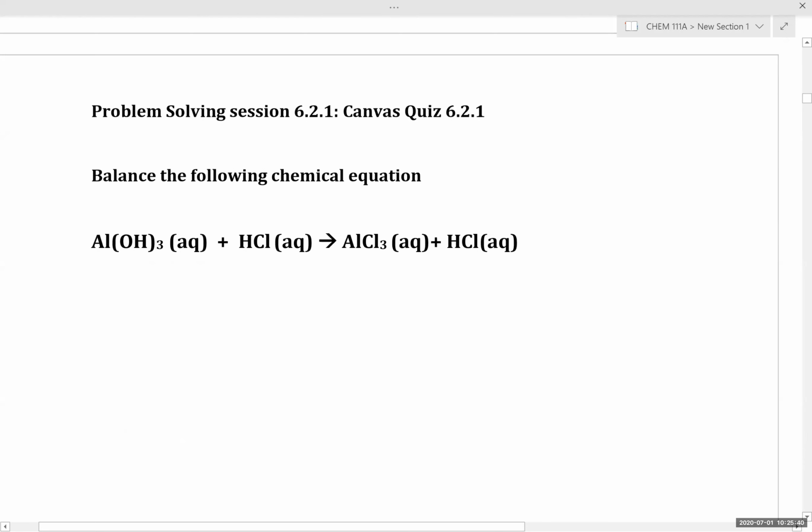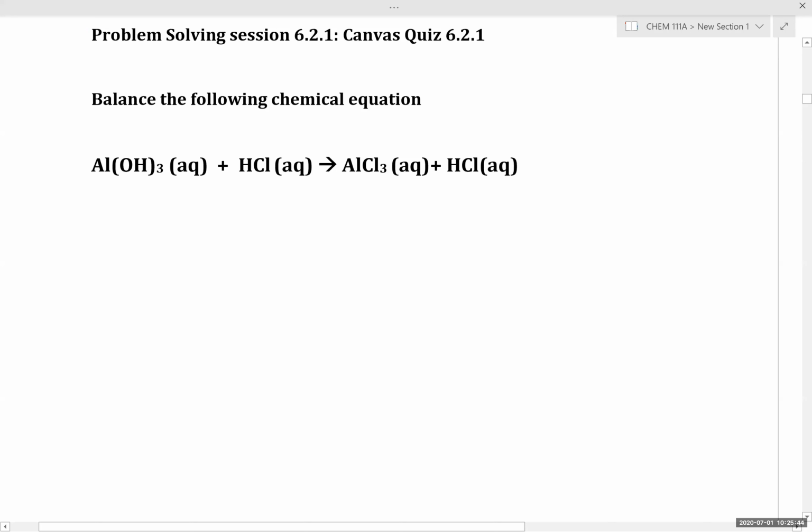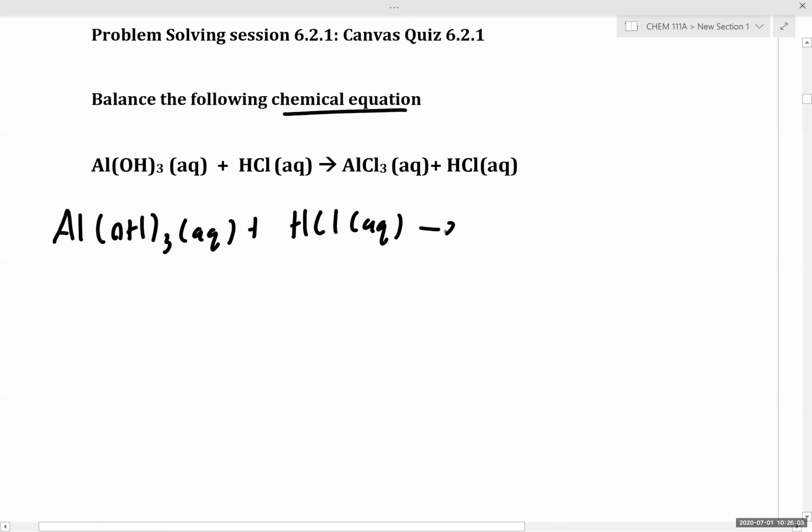And I'd like you now to try and attempt the following problem. I'd like you to try to balance the following chemical equation. And don't be shy to submit your proposed responses in the chat or unmute and submit your proposed responses verbally. We'll take about 3 to 4 minutes to work through this problem, and then we'll discuss together as a group.